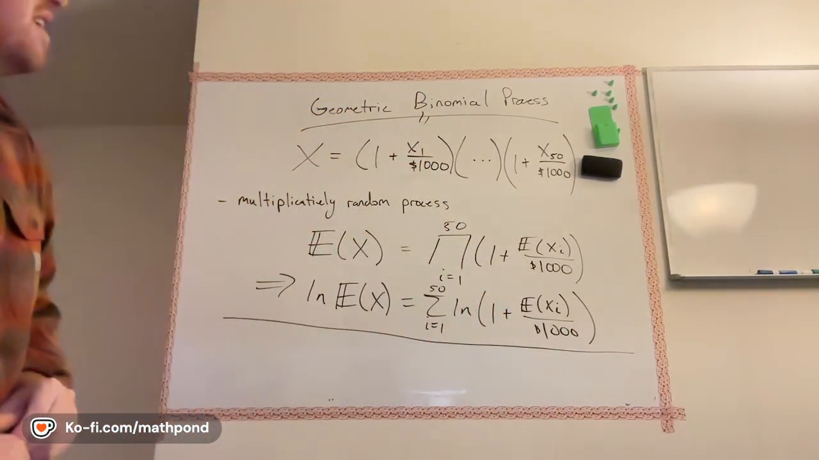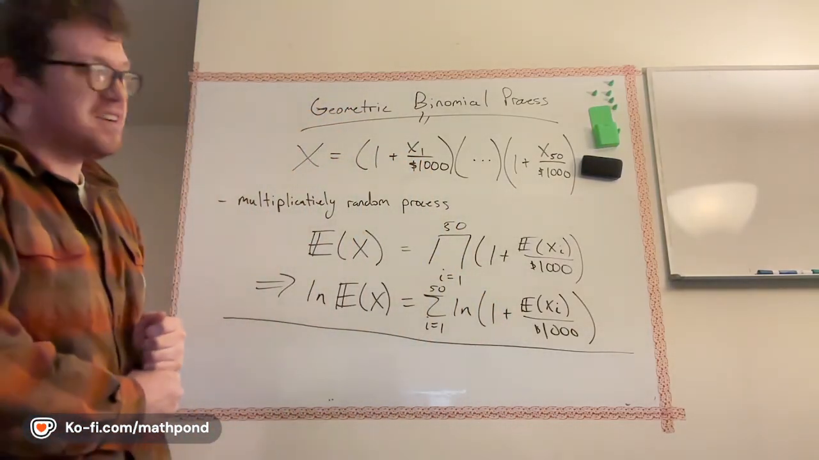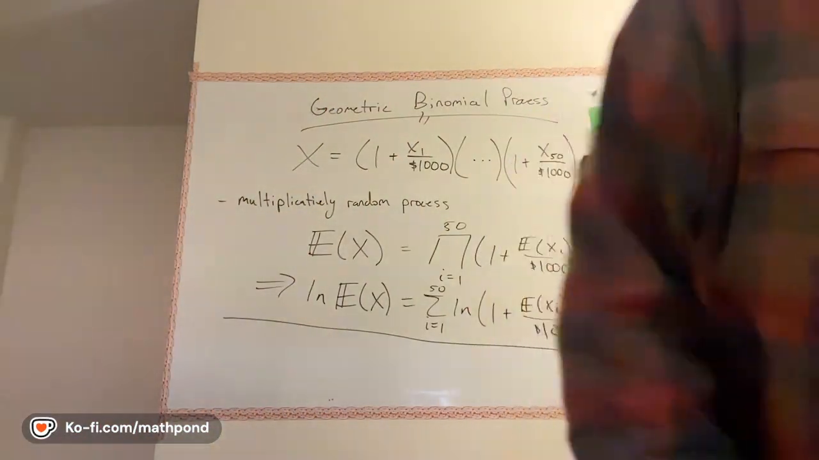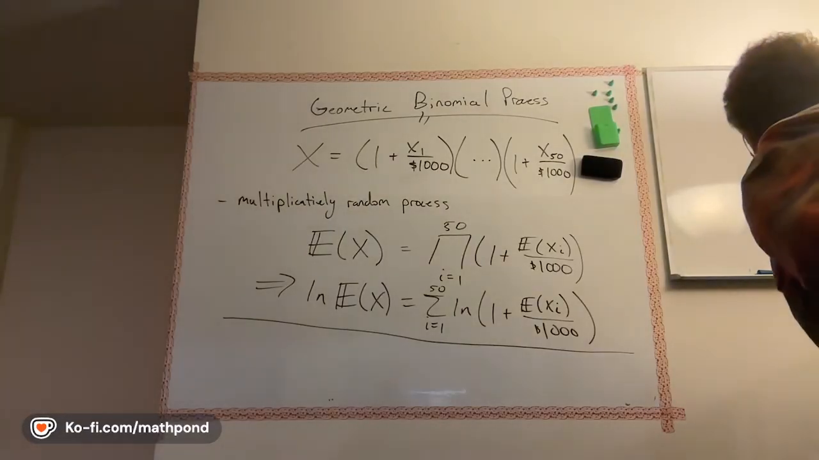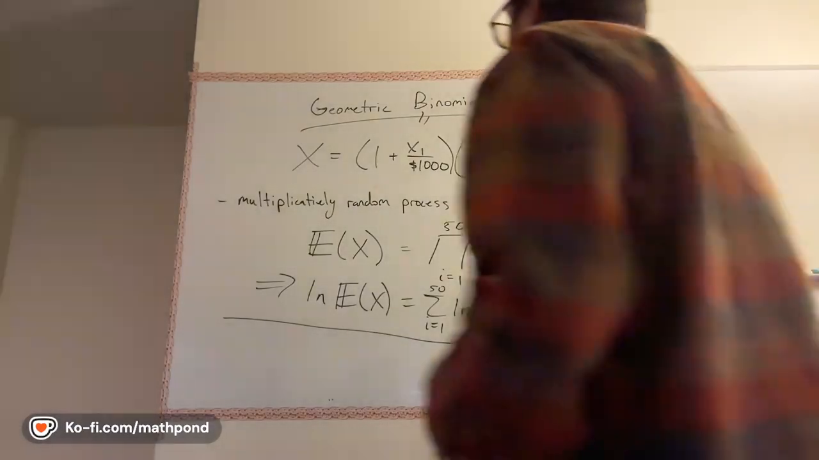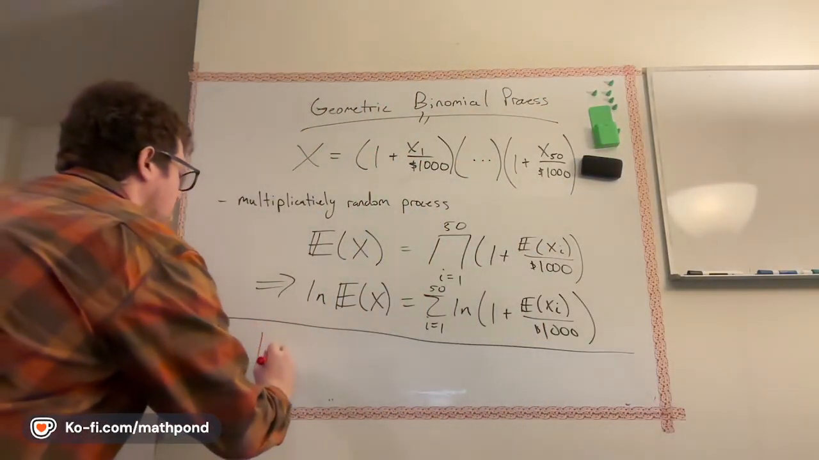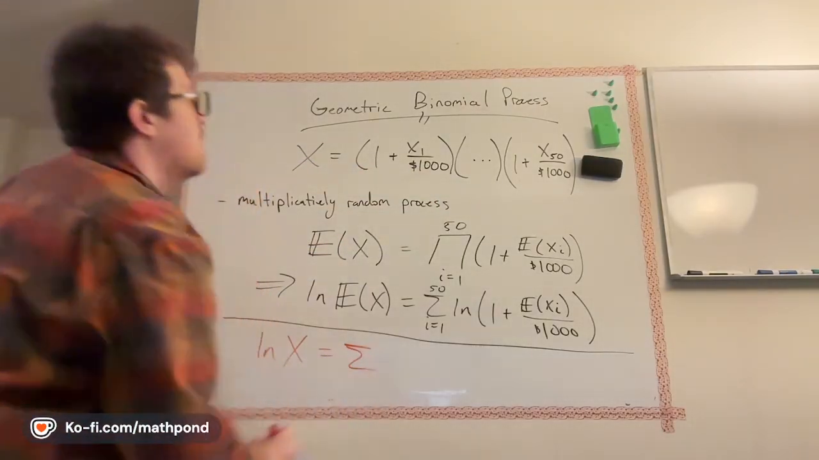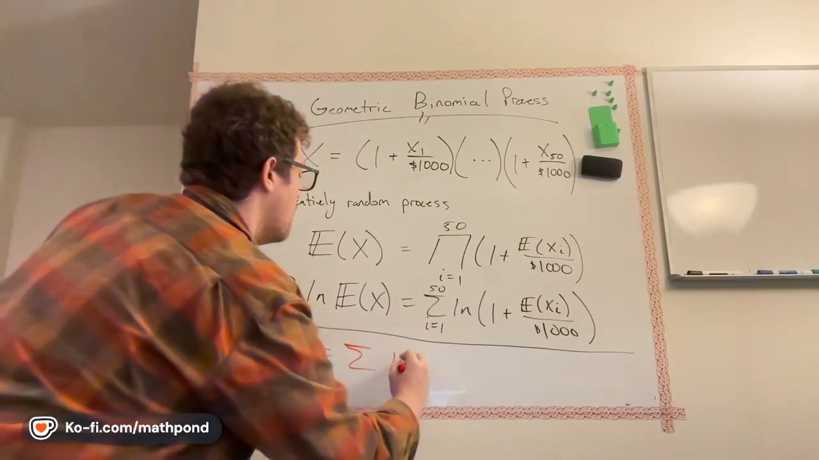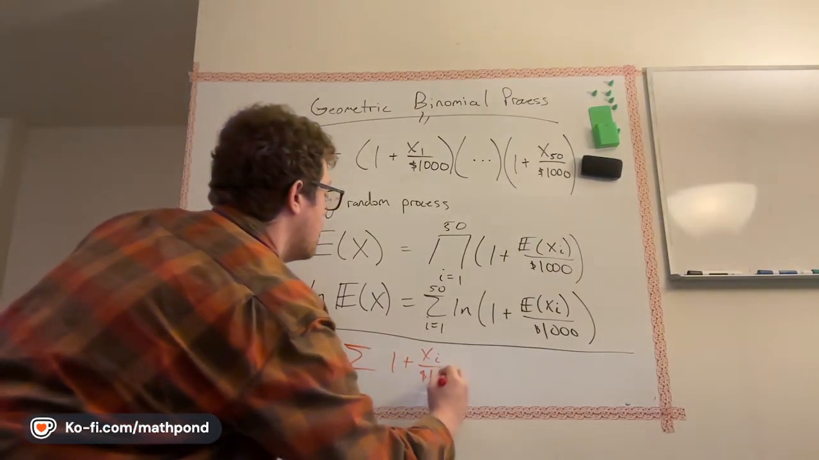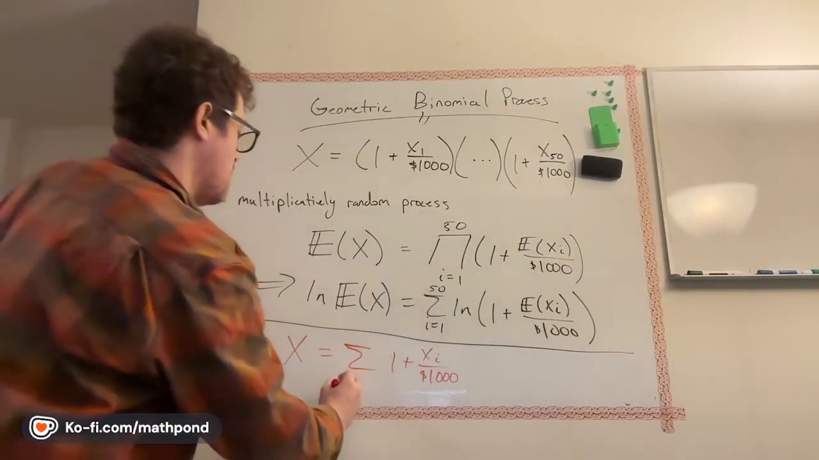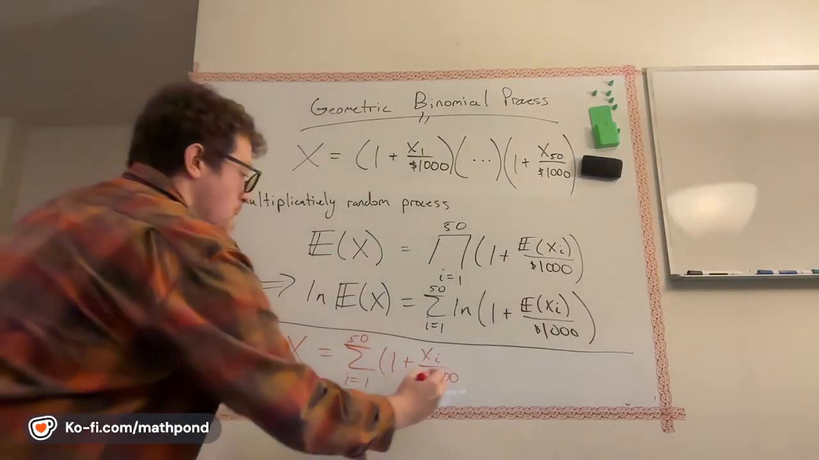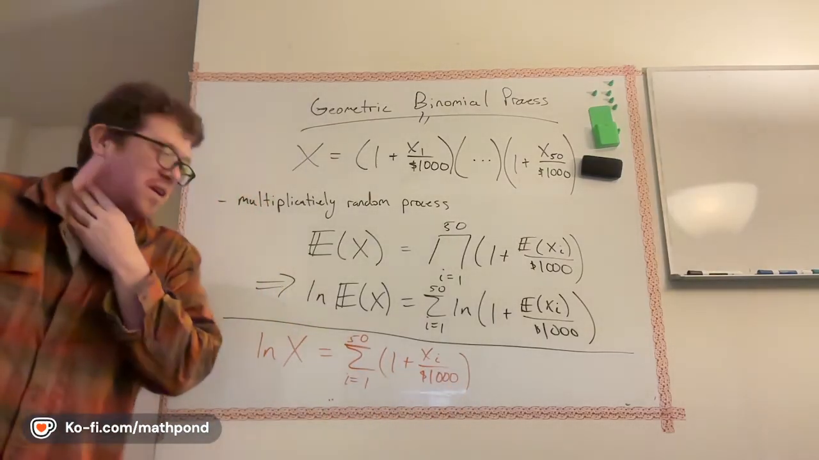I was actually doing this in my head earlier, and I was getting a little confused. But it does work out correctly. So if we take the log of x, this is just the log of a product, so it's a sum of the log of 1 plus xi over 1,000. Right? But then something weird happened. Oh, I forgot a log.